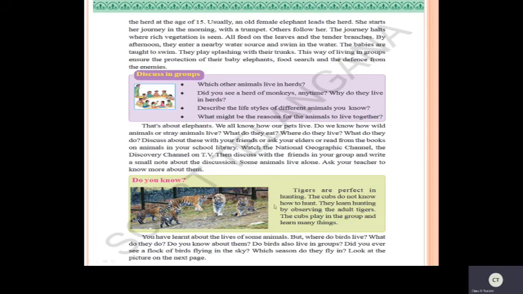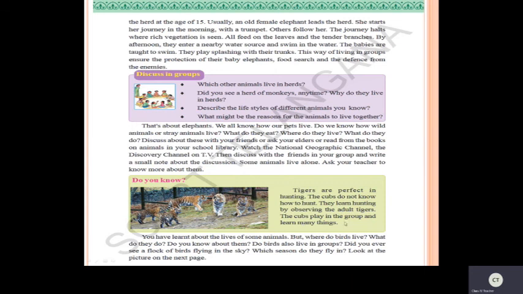Now see here, what is this picture, children? Tigers. Can you see different kinds of tigers? Yes, many kinds of tigers are there. See here, tigers are perfect in hunting. The cubs do not know how to hunt. Generally, you can see cubs, the babies of tigers. They don't know how to hunt. Then what will they do? They learn hunting by observing the adult tigers. Adult tigers means big tigers, that is, older or elder tigers.